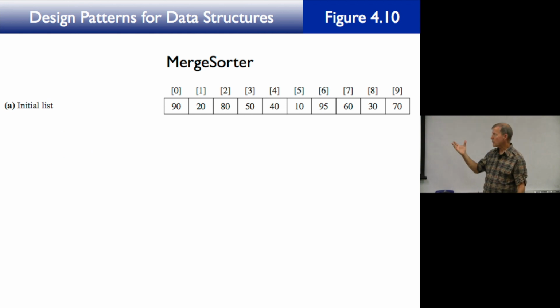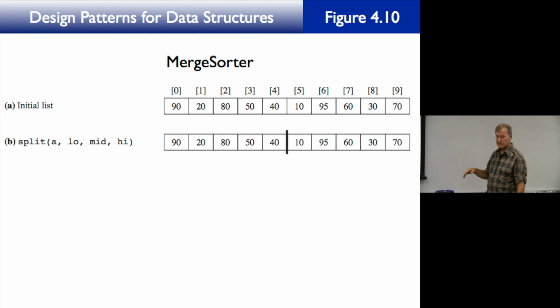So here's the way merge sorter works. Now this is at the high level. We're looking at this from the point of view of the A sorter, the abstract sorter. So let's suppose that the initial list is 90, 20, 80, 50, 40, 10, 95, 60, 30, 70, and we want to sort between 0 and 9. So that's the initial list. Then if we do the split, let's do the calculation: what's 0 plus 9 plus 1 divided by 2? 10 divided by 2, 5.